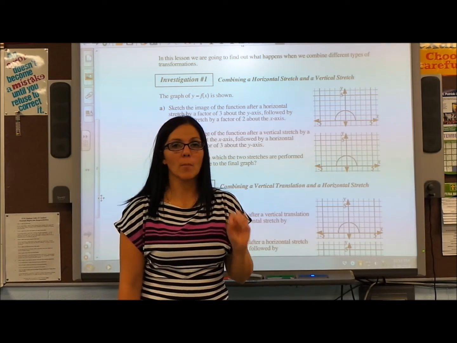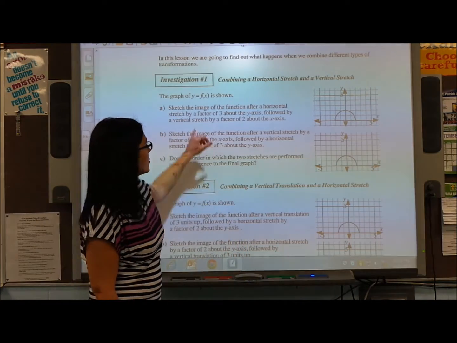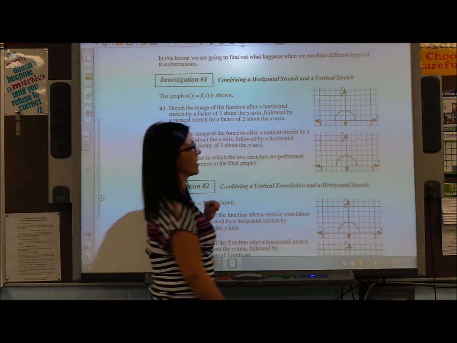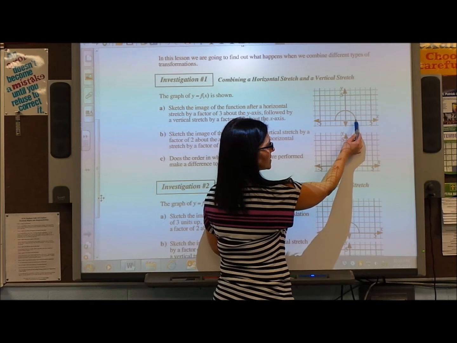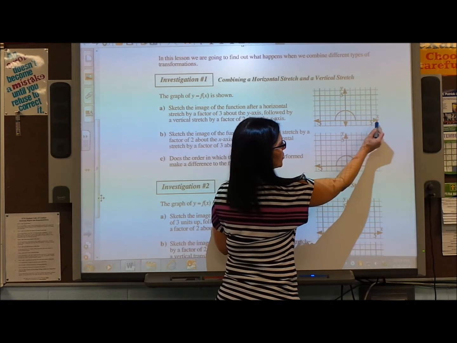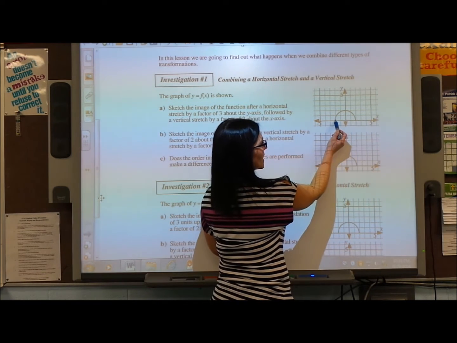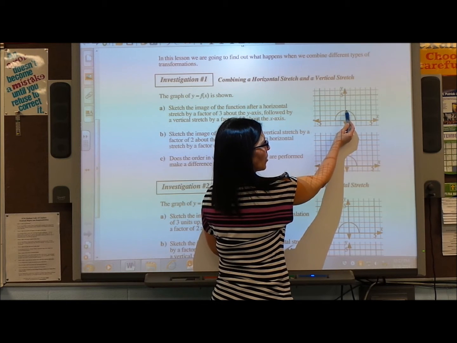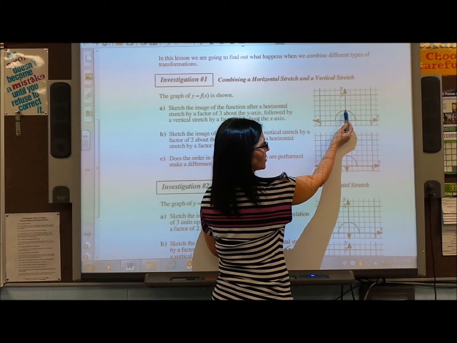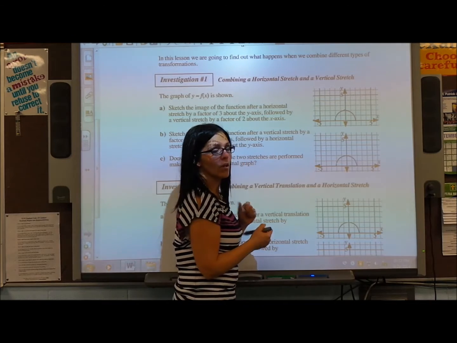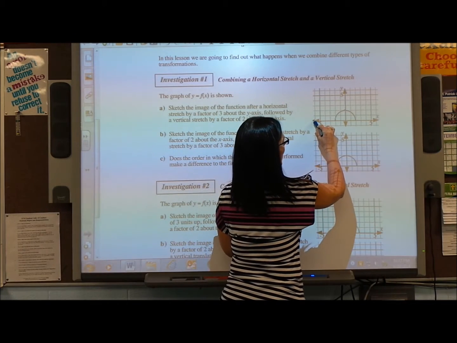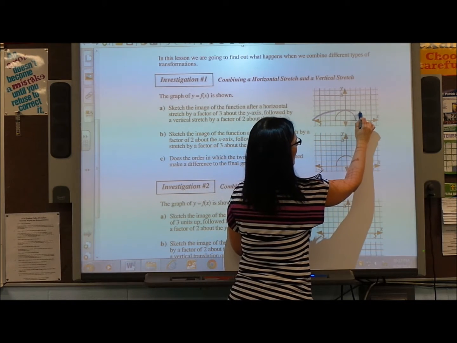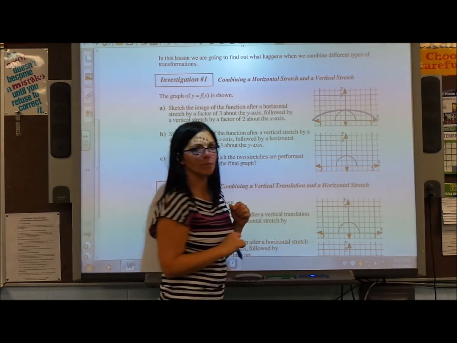Horizontal means that we are impacting the x-coordinates. So if I'm stretching this by a factor of 3, I'm going to multiply my x-coordinates by a factor of 3. So 2 becomes 6. Negative 2 becomes negative 6. Our x value right here is 0, so it will stay at 0. So after my horizontal stretch by a factor of 3, I have this image.